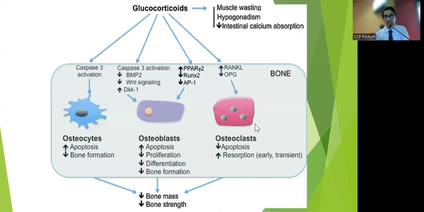How does this act? It causes apoptosis of the osteocytes and osteoblasts, reducing bone formation. It activates RANKL and reduces osteoprotegerin, causing increased bone resorption. On top of that, it causes muscle wasting, hypogonadism, and reduction in intestinal calcium absorption as well. So all these factors come together and cause reduction in bone mass as well as bone strength.